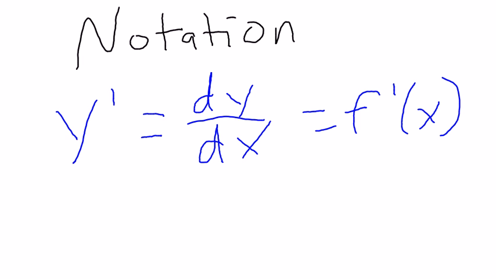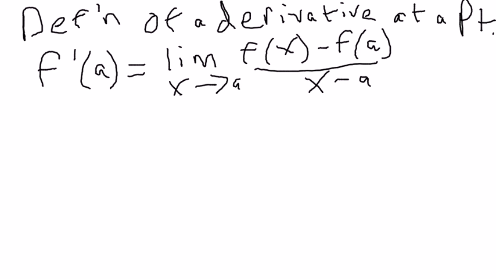Alright, so let's talk about notation of a derivative. y prime, dy/dx, and f prime of x all mean the same thing, the derivative. The little apostrophe is a prime, and if you see any of these in a book or anywhere, it means the derivative.